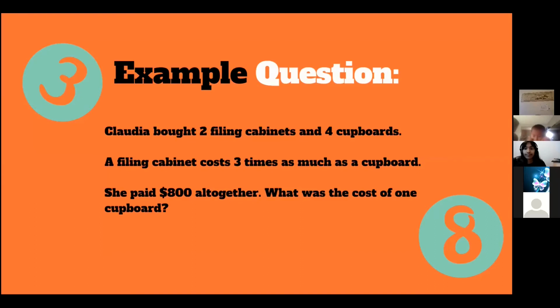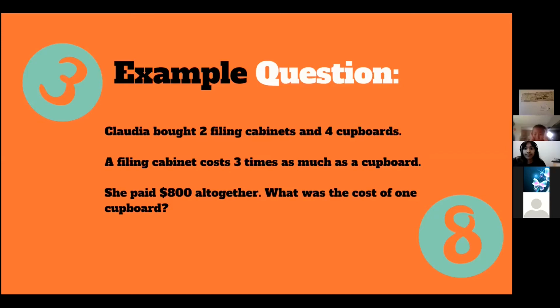Claudia bought 2 filing cabinets and 4 cupboards. A filing cabinet costs 3 times as much as a cupboard. She paid $800 altogether. What was the cost of 1 cupboard? So this question gives us a bunch of information, and I like to start by writing down all my puzzle pieces. I put them down in front of me, and then I go through the question and figure out how to make all these things connect, how to solve the puzzle.